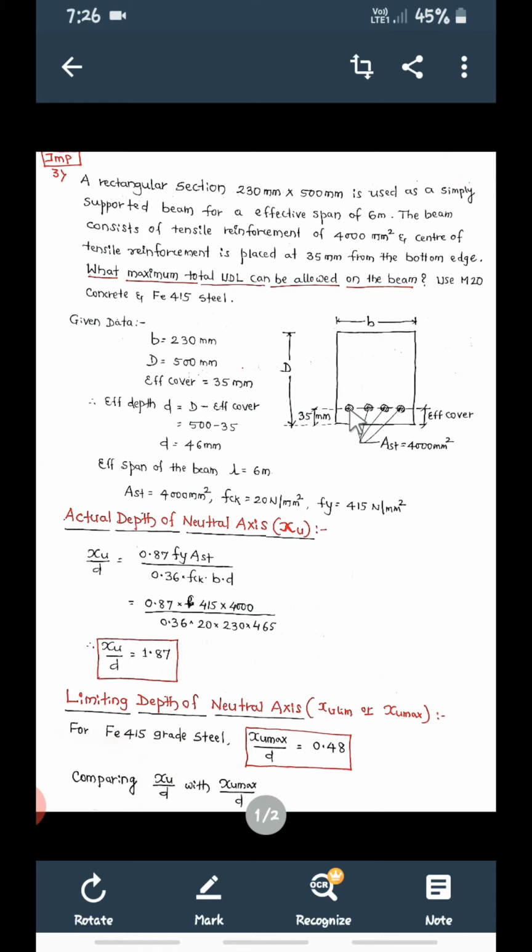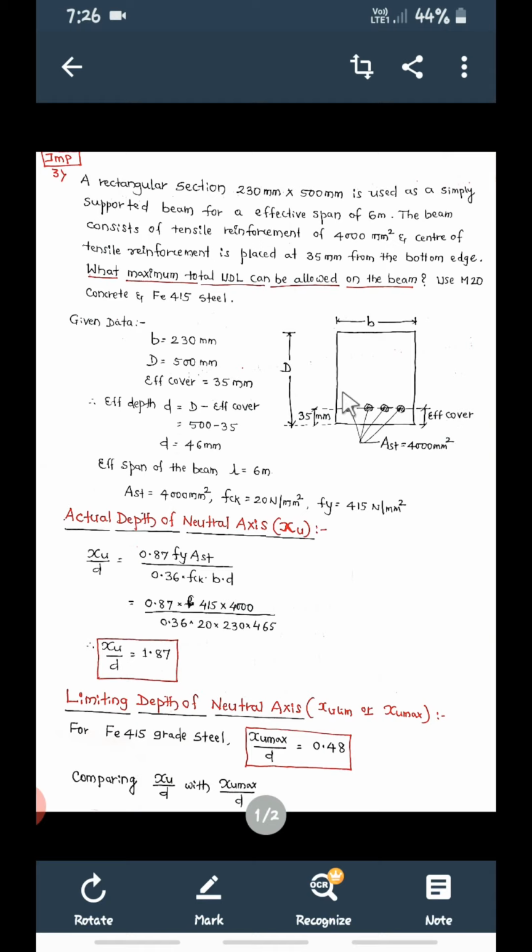So in a beam, we cannot place these steel bars directly on the bottom. There should be some gap at the bottom, and that gap is called cover. So cover is always required for the reinforcement. In this problem, it is given that the center of the tensile reinforcement is at 35 mm from the bottom. So from bottom to center will be 35, and this is called the effective cover.